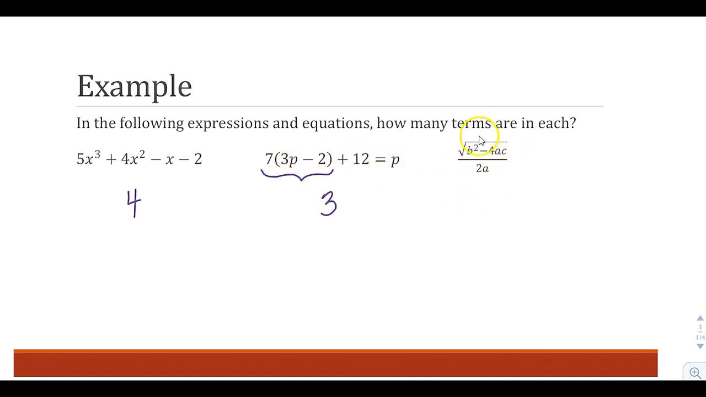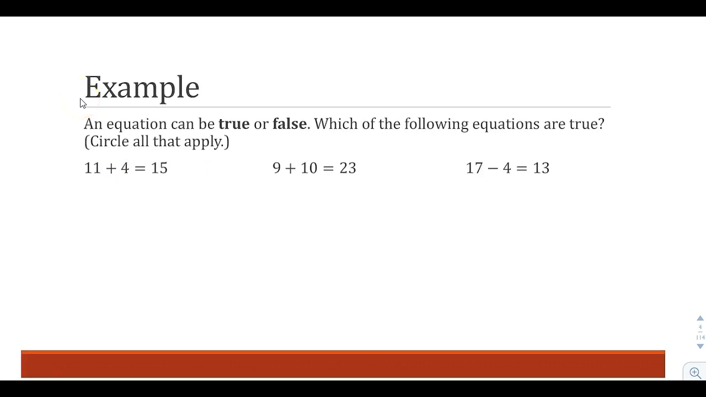And in this last expression here, this is just one term. So what we're looking for is being separated by either addition, subtraction, or by equal signs to find my term. So I'm separated by addition here for my 2 terms, and then I have an equal sign for my third term. And in this first expression, I'm separated by all addition and subtraction. We're going to be working with equations.